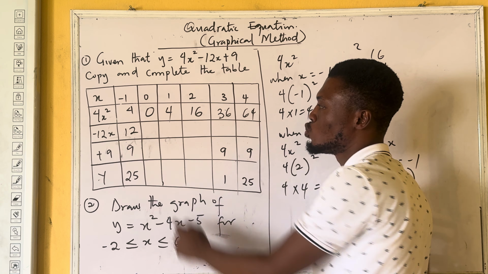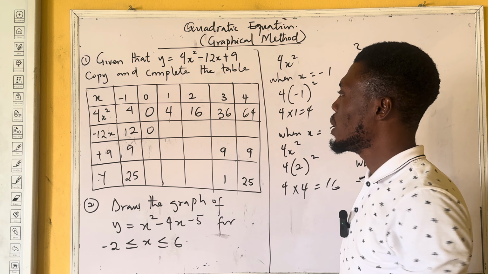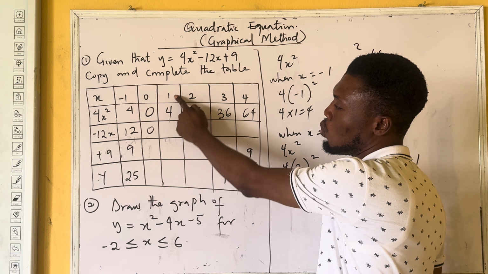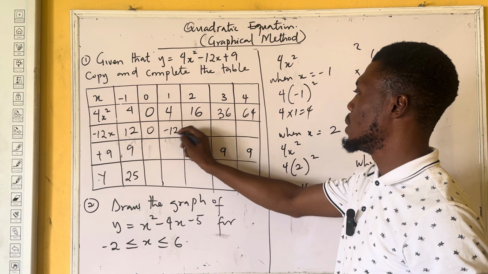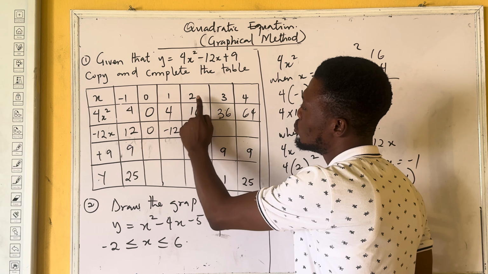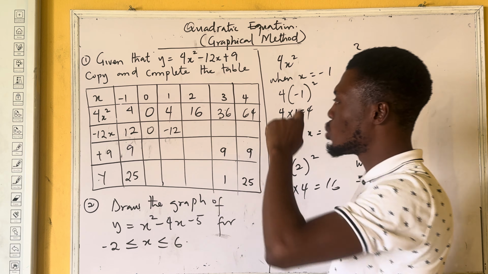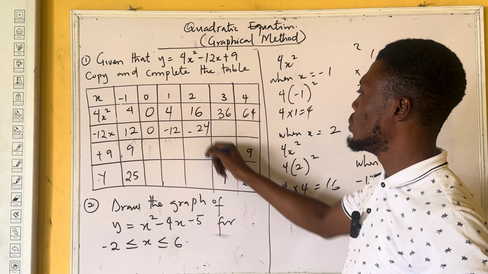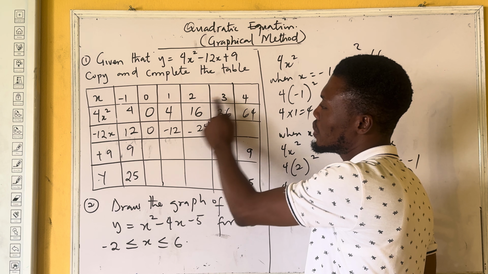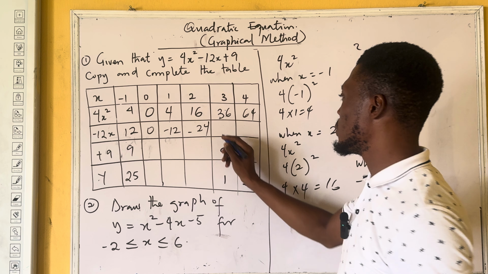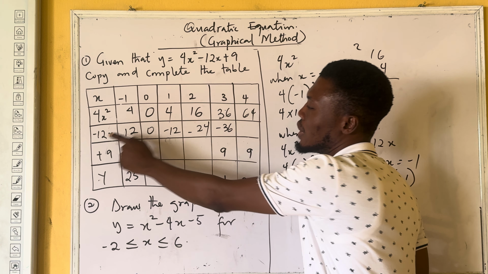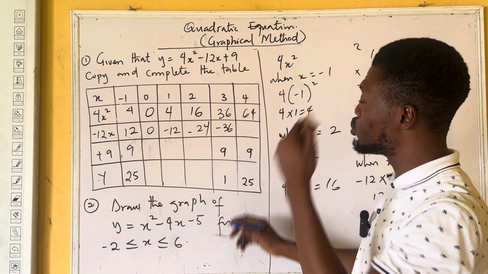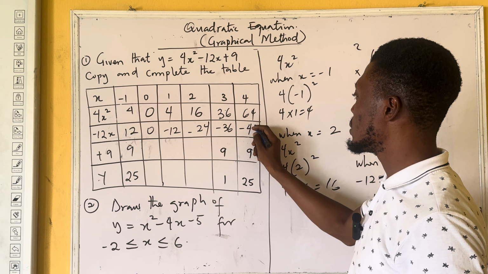Now here, x is 1. So minus 12 times 1 is minus 12. Here, x is 2. 2 times minus 12 is minus 24. x here is 3. 3 times minus 12 is minus 36. And x here is 4. 4 times minus 12 gives us minus 48.